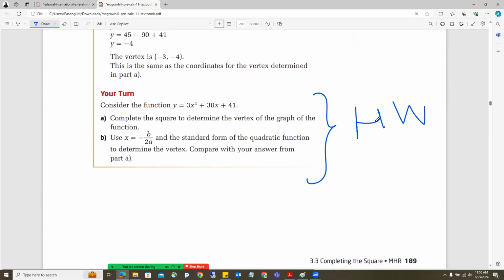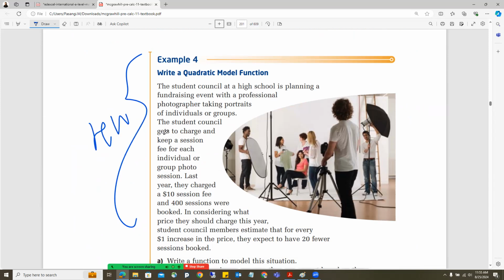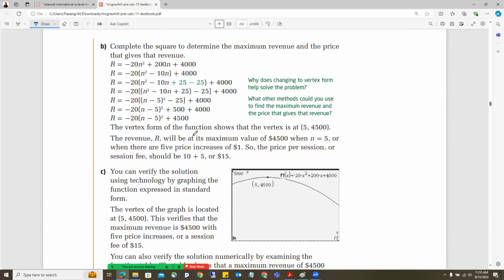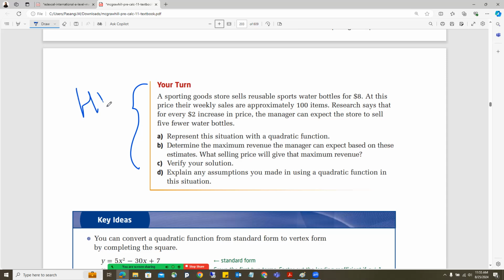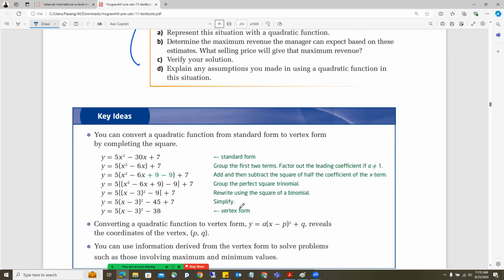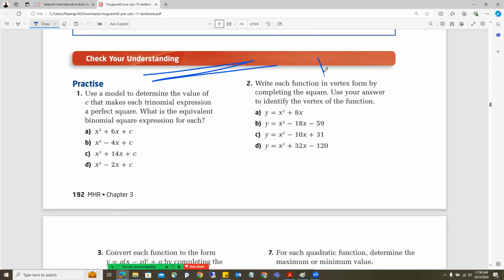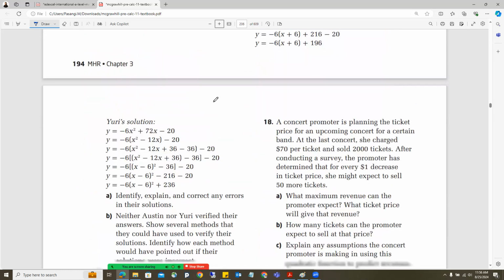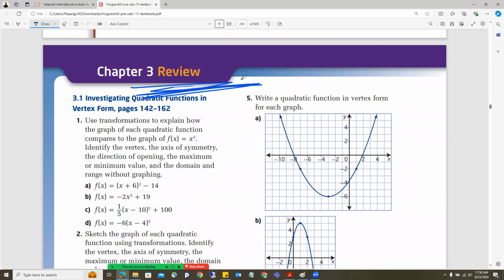So you can do this homework and try out all these examples. At least go through all the steps, follow all the steps, what they have done here. Then your turn. This one is a question for you to do as homework, and then they have given the key ideas. The only thing we learned here is to convert the standard form into a vertex form. Okay, that's what we learned here. Then this entire exercise would be homework. Check your understanding. Okay, and then you need to complete the entire chapter review as well.